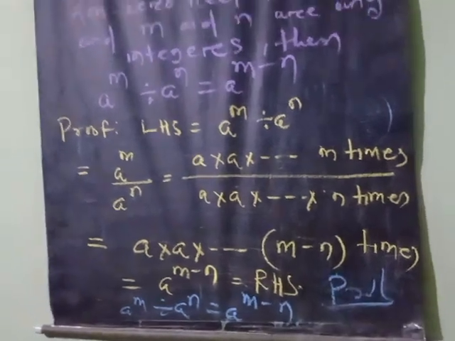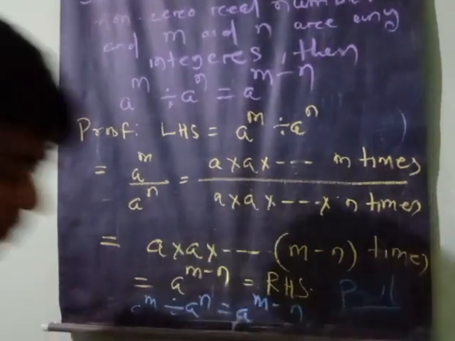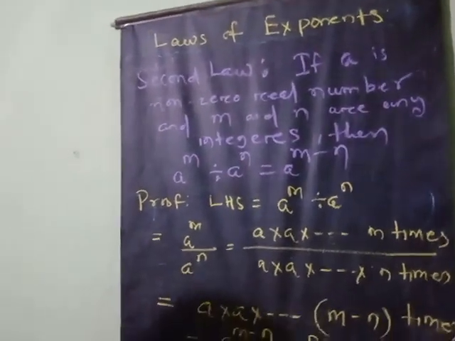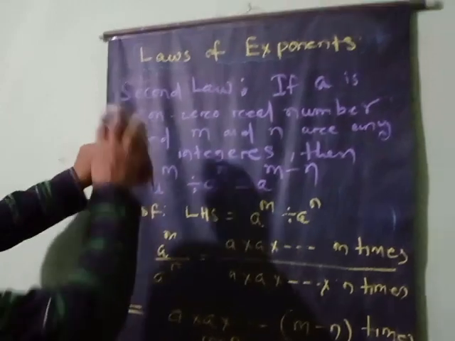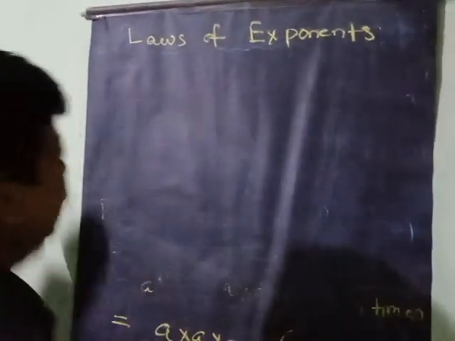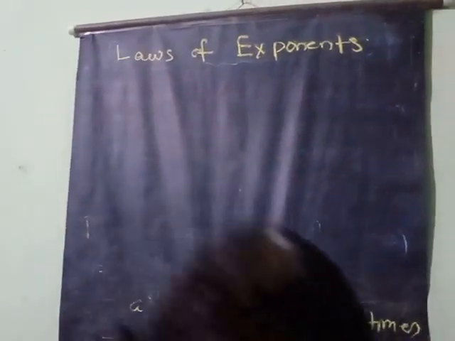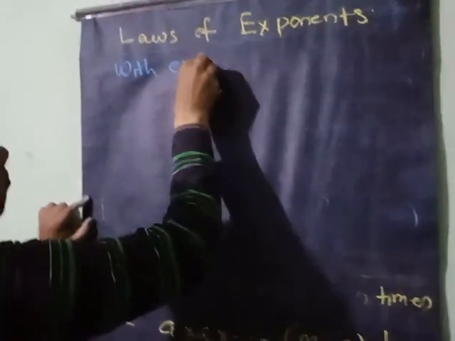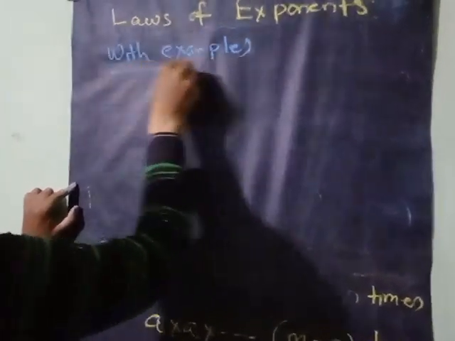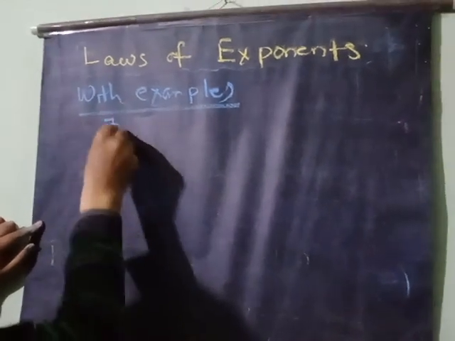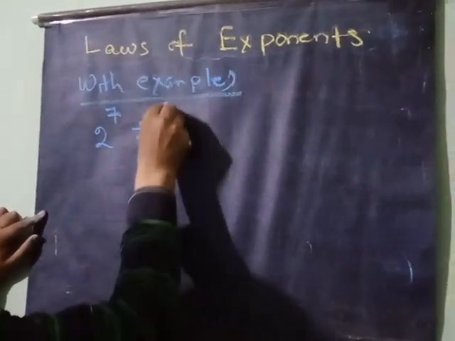Okay, let us see how to prove the second law of exponent with the help of an example, which is called the law of division. Suppose we are going to divide 2 to the power 7 by 2 to the power 5.